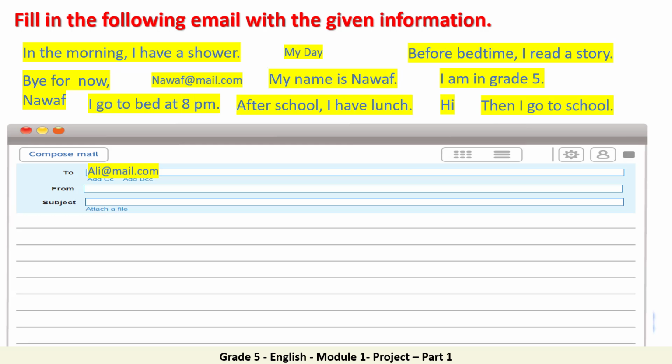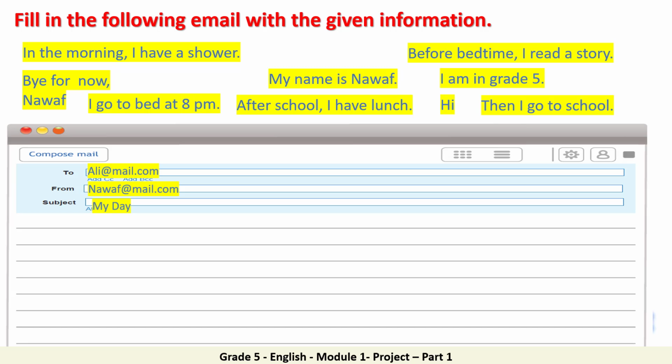Have you finished, my friends? Okay, check your answers with me. As you know, in this space, we need to write the sender's email. Okay, I think this is the only mail in the options. Nawaf@mail.com. So this is the sender, my friends. We drop it here. What do you think the subject is, my friends? Excellent. My day. We drop it here too.